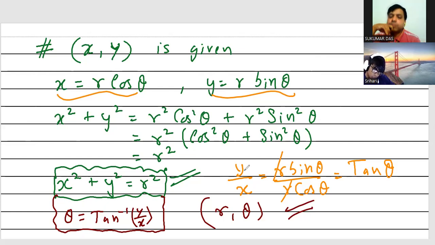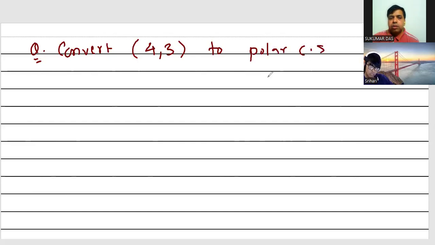Is it okay? Let us see one example. First you note it down. Okay. So let's say the question is saying convert 4, 3 to polar coordinates. So we want to convert 4, 3 to the polar coordinate system.